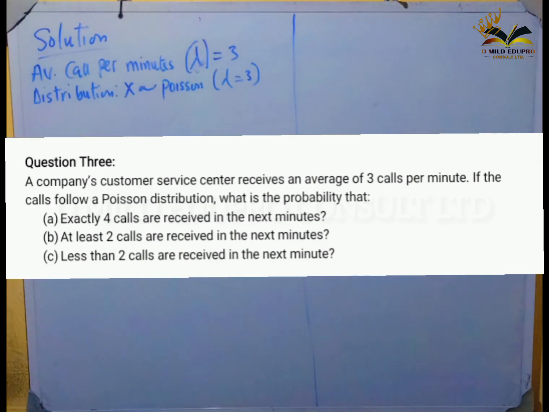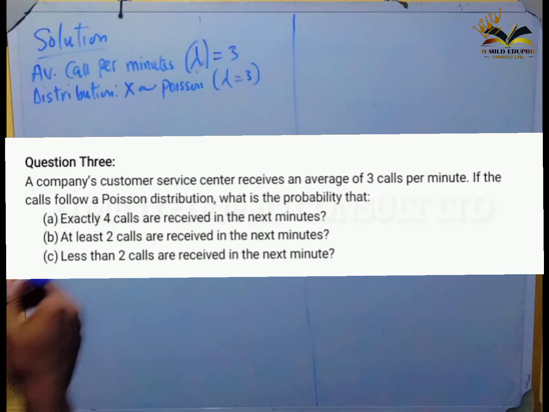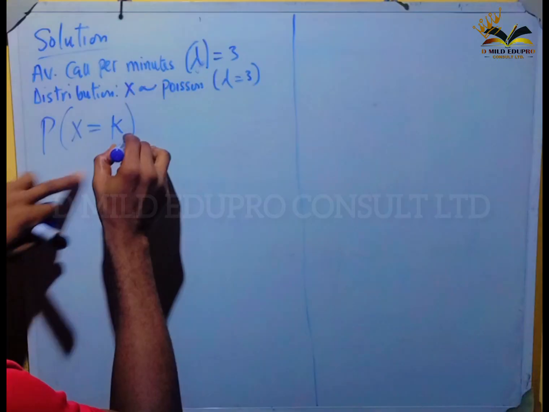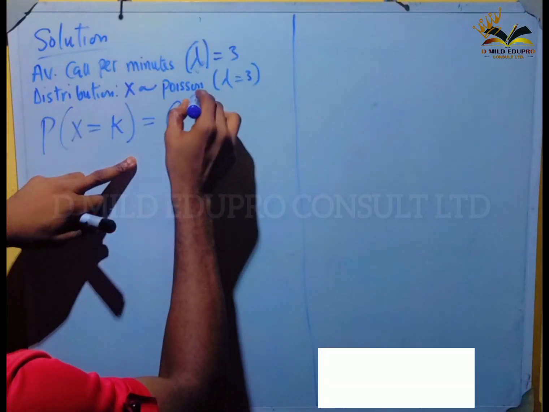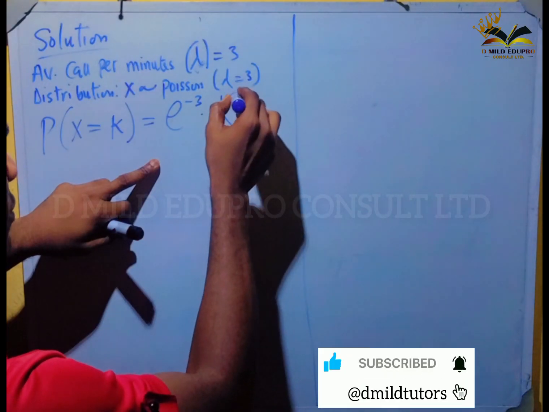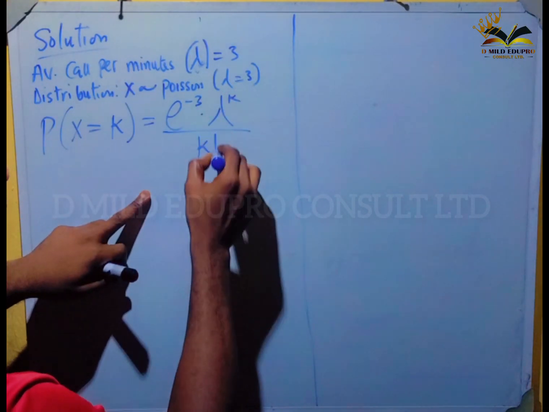Without wasting much of our time, we are to use the Poisson distribution where lambda is equal to 3, the average calls per minute, and from the question, k is also given. The Poisson distribution formula is P(X = k) equals e raised to the power minus 3, multiplied by lambda raised to the power k, divided by k factorial.